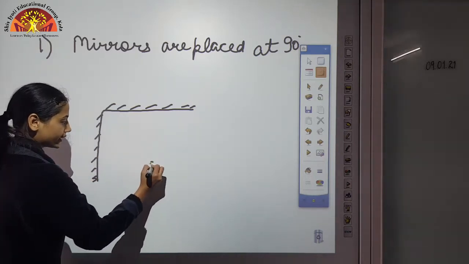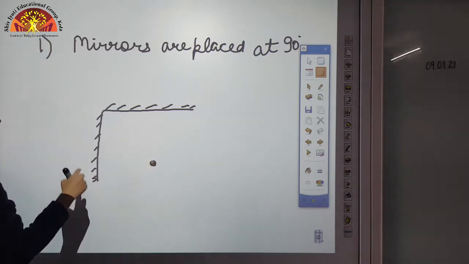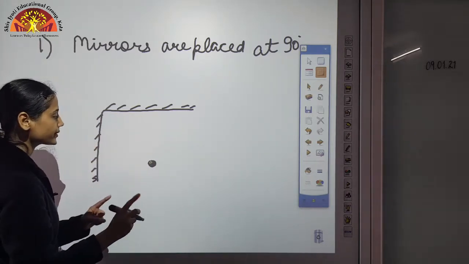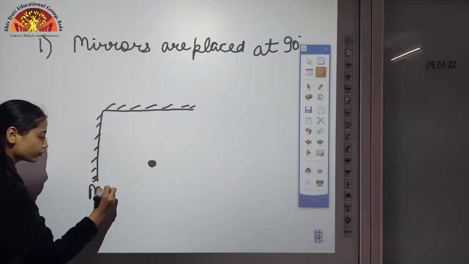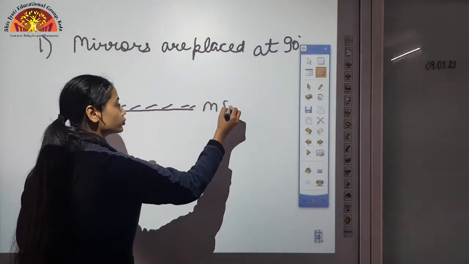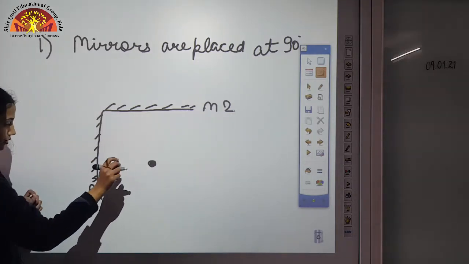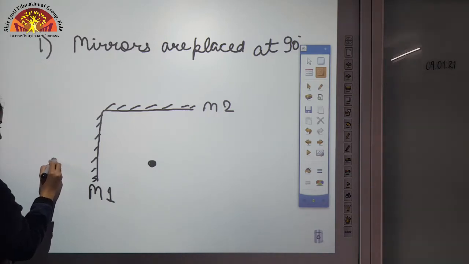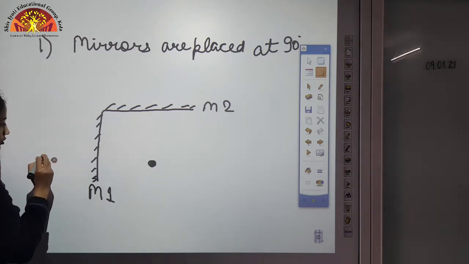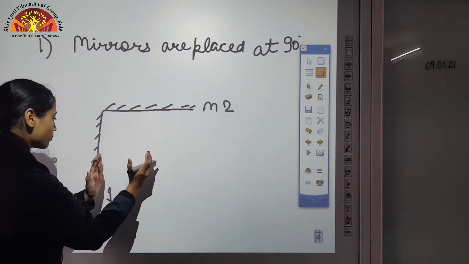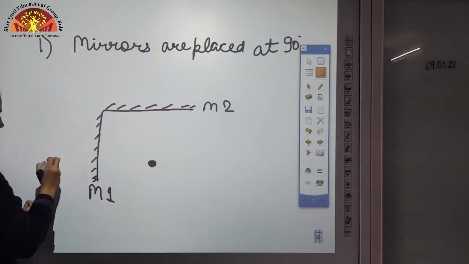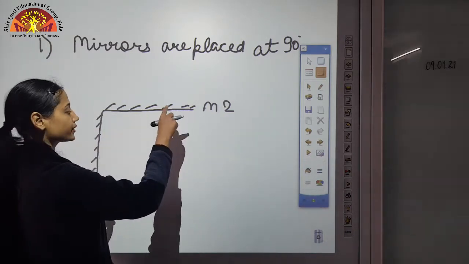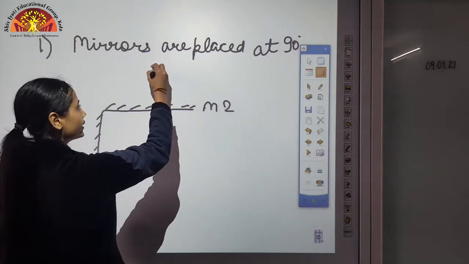and you have placed an object here. Because of these two mirrors, you will be able to see images of this object. The first image is formed here. Let's say this is mirror 1 and this is mirror 2. We are talking about plane mirrors only, so the distances between the object and mirror, and image and mirror, will be the same. So the first image is this one because of mirror 1. Another image will be formed by mirror 2, somewhere here.